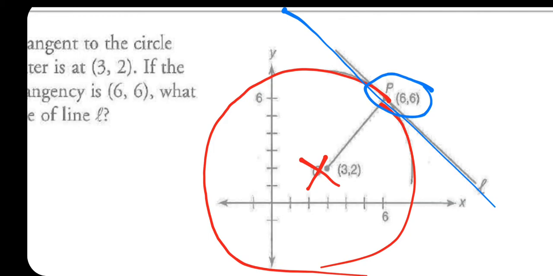Now, the main important thing that you have to recall is when you have a line that is tangent to the circle, that means it is perpendicular to its radius at the point of tangency. Having said that, if we find the slope of the line connecting the center and the point of tangency, then we can find the slope of line L.